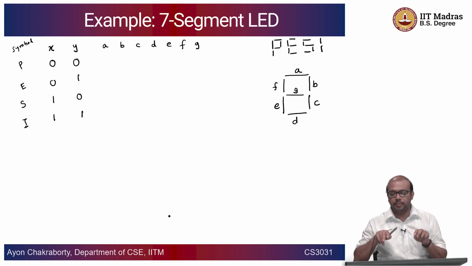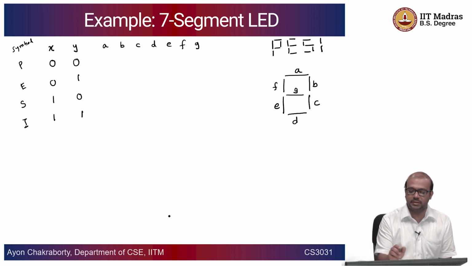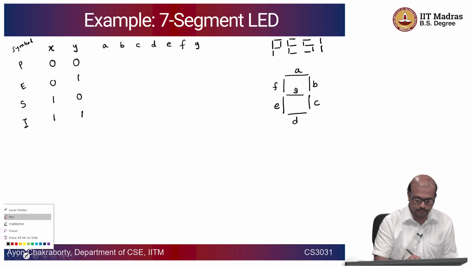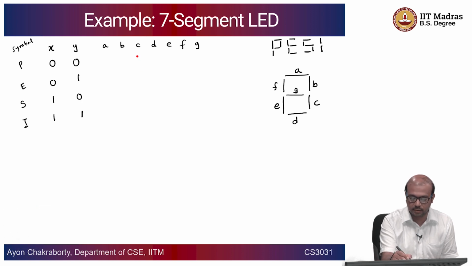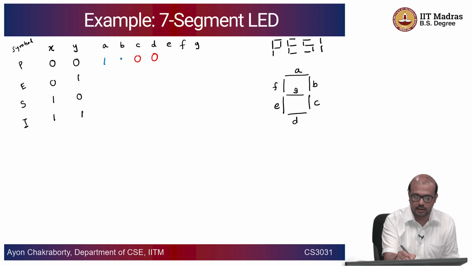Anybody who gives 0 0 to the input, A B C D E F G should be configured such that it displays P. So what should be the values of A B C D E F G for P? We can just see that apart from C and D, everything is 1. So C is going to be 0, D is going to be 0, but apart from C and D, everything else is going to be 1.